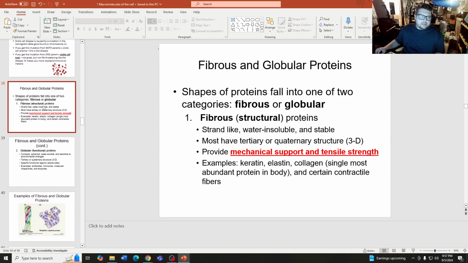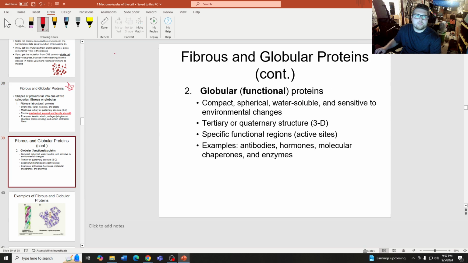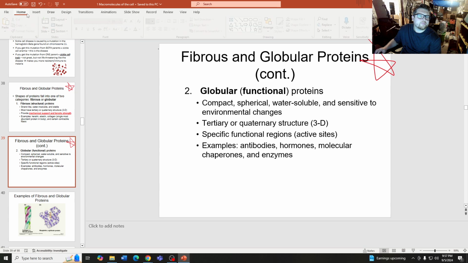Okay, last part on proteins. There's two different shapes of proteins. So the shapes of proteins fall into two different categories. This is, again, heavily tested. You will probably have two or three questions coming from these slides right here on your tests.